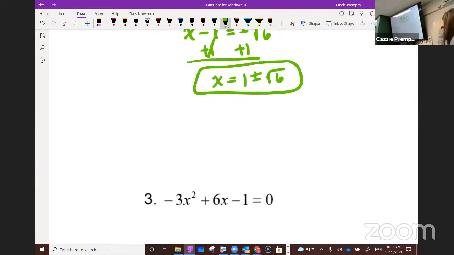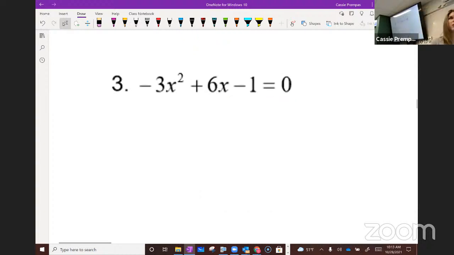Let's do number 3. Number 3, step 1, make sure that x squared has a coefficient of 1. There's something wrong here. What is it?